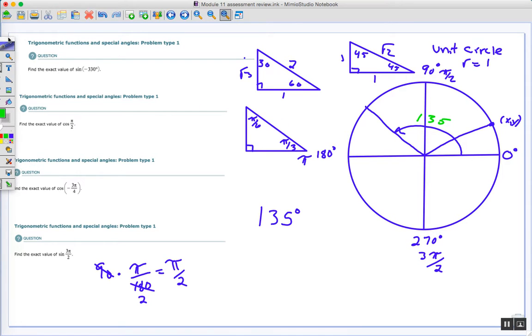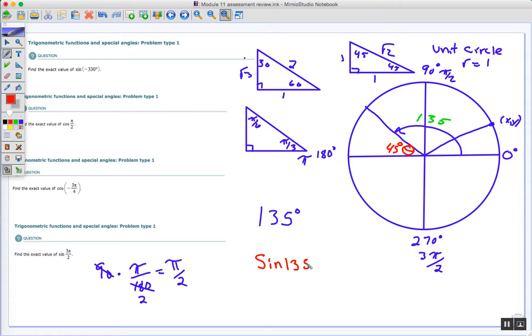But whenever we are solving these problems, we want to solve them in terms of their reference angles. And your reference angle is the angle that is made with the x-axis. It's always, always, always the angle made with the x-axis. So this would be my reference angle for 135 degrees. So my reference angle would be 45 degrees. So if I were to solve for, say, the sine of 135 degrees, that would be equivalent to the sine of 45 degrees, because that is its reference angle.